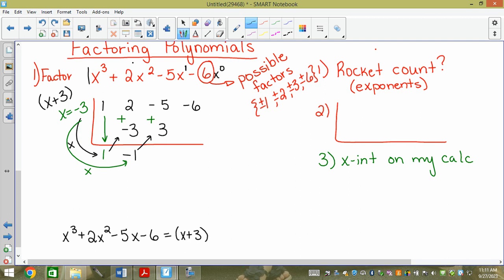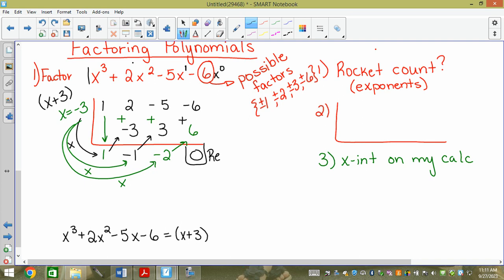Negative 5 plus 3 is? Negative 2. I just finished adding, so I'm going to multiply. Negative 3 and negative 2 is? 6. I just finished multiplying, so now I'm going to add. And what did I get? 0. Which is my remainder, which is what I need.